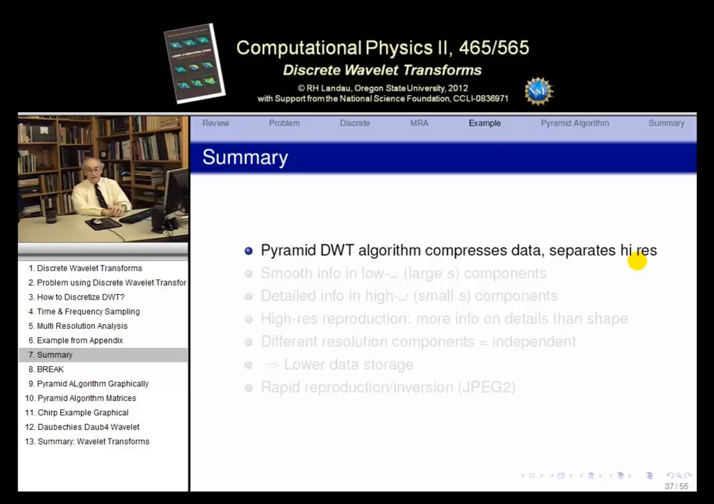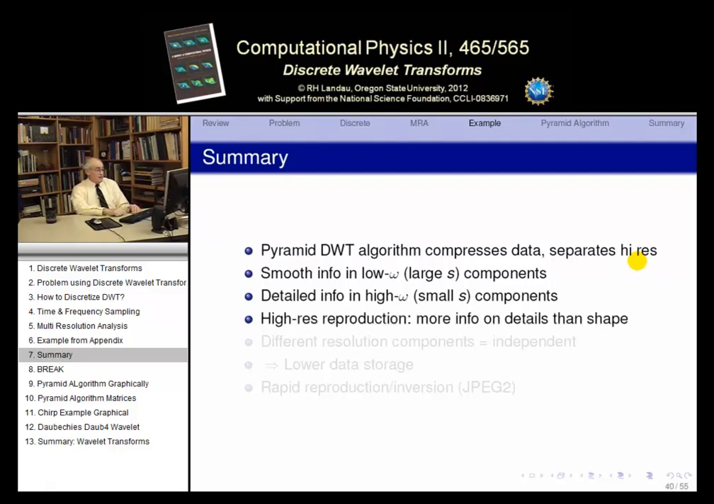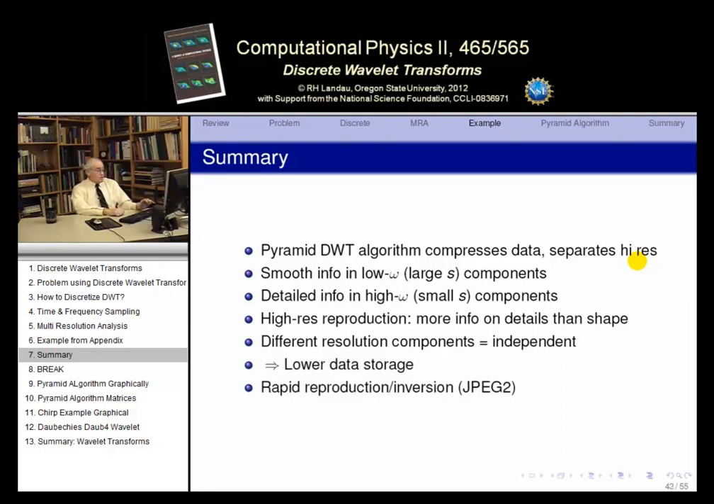That compresses the data. That's why you can get lots of little devices with small pictures. They don't take up much memory. The smooth information is in the low frequency stuff, the large S components, detailed in the small S, the high frequency. That makes sense. And we've said all that, okay? We've said this is how we lower the data resolution, and we've seen how it's rapid. Okay, so we've given you an example of that.